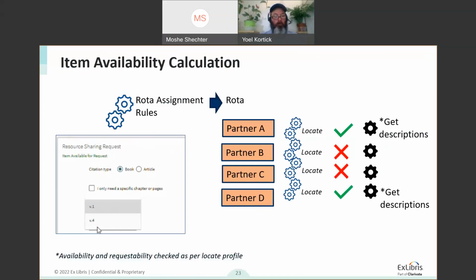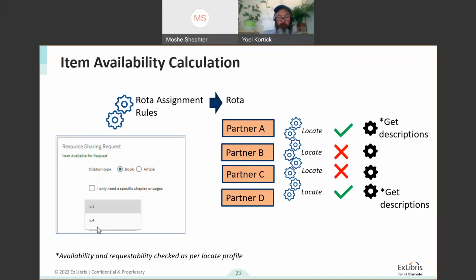Now what it is doing is taking these physical item descriptions, accumulating them, and then deduplicating them. So I may have two partners on my RODA that have V1. We'll have only one row here saying V1. And actually, there are two lenders that can fulfill this request. So if the patron selects V1, the RODA will include those two partners and send the request to one of them. If I select V4, it will be only to the lenders that have V4.